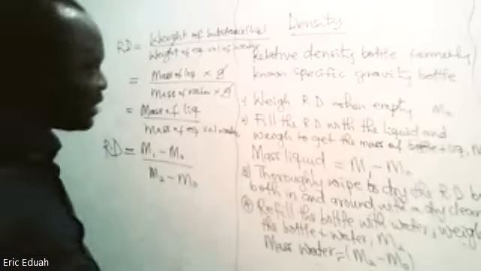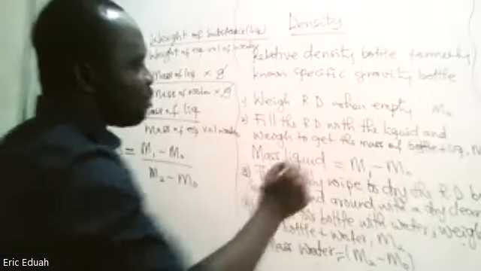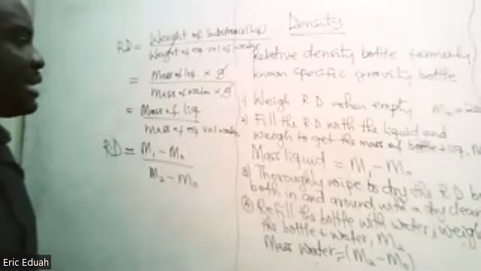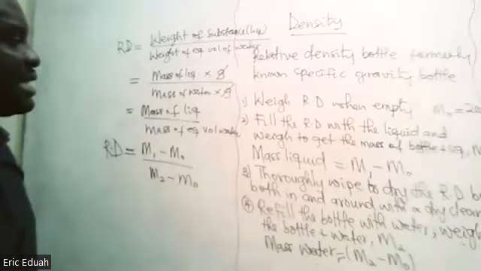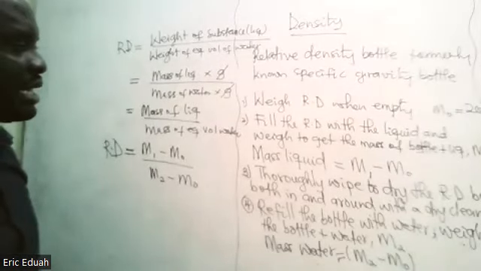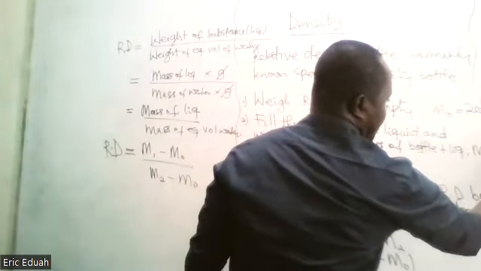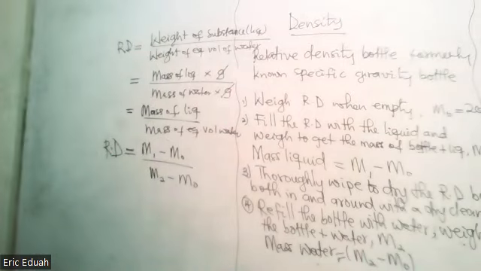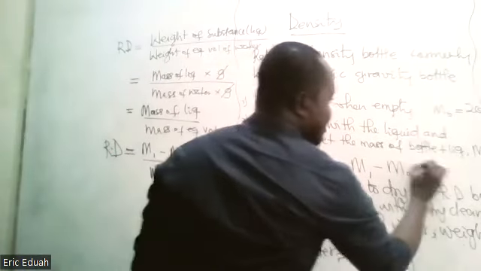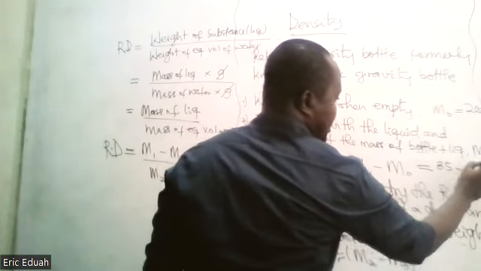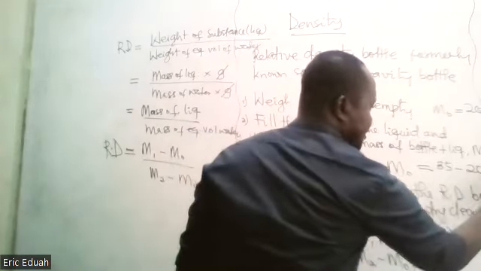So let's use values. Let's consider the mass of the empty bottle to be 20 grams. Then when we measured the mass of the liquid and the empty bottle, we had 35 grams. Then it means that the mass of the liquid is 35 minus 20, giving us 15 grams.